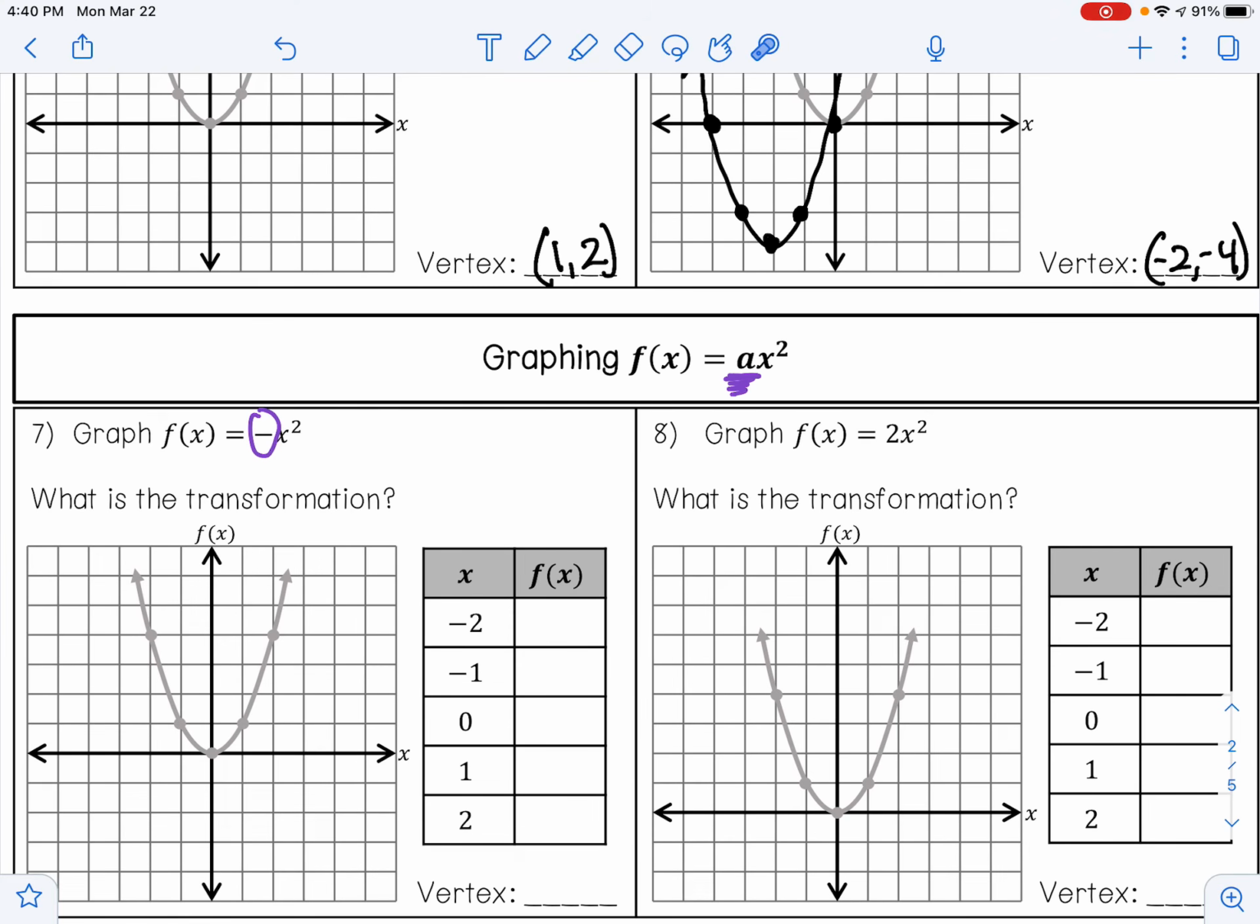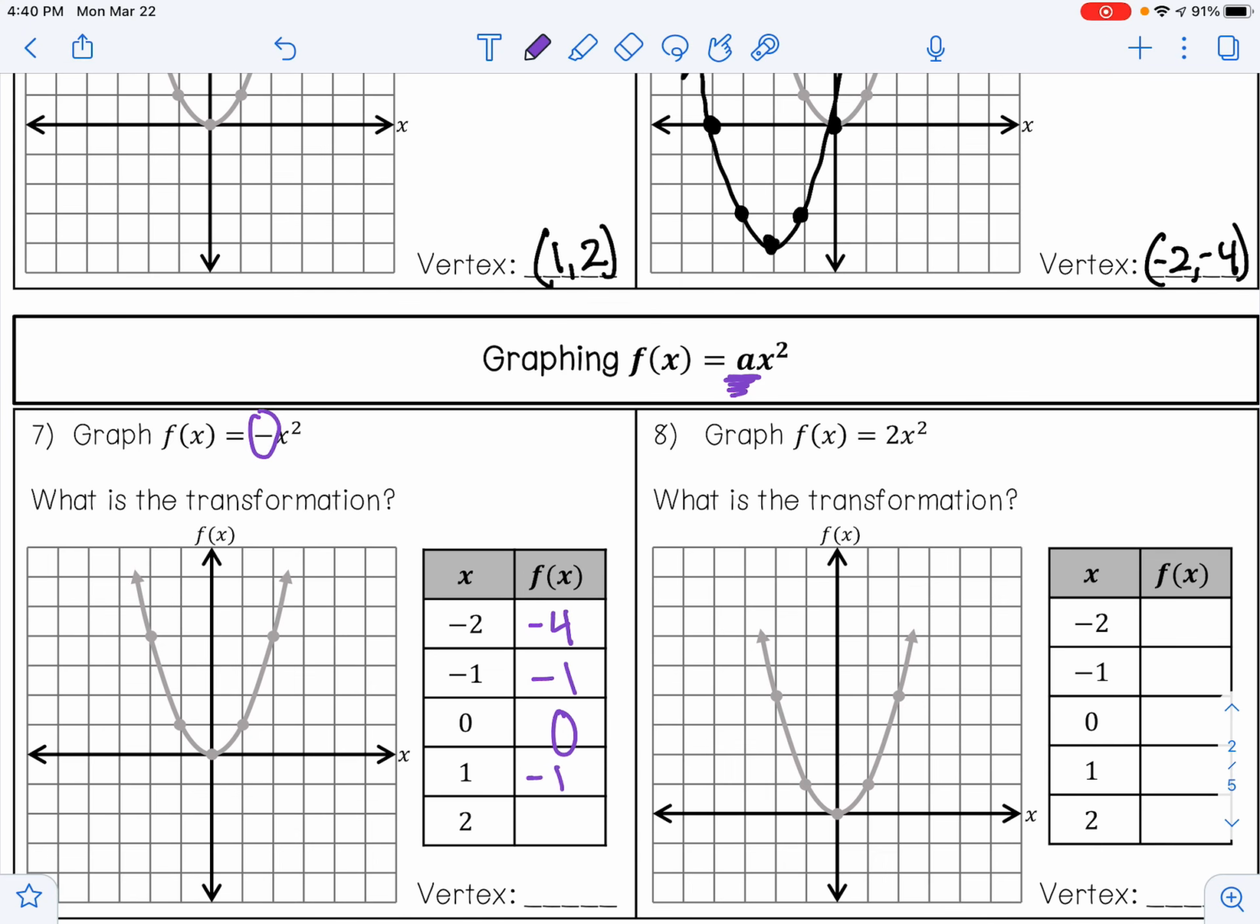And so all I'm going to do is plug in -2 for x. And so then I'll have -2 squared. To fill in this table, you can either use a calculator or you can use your brain using the order of operations, whichever is easier for you. When you plug in -2, you get -4. For -1, you get -1. 0 is 0. When you plug in 1, you get -1. And when you plug in 2, you get -4.